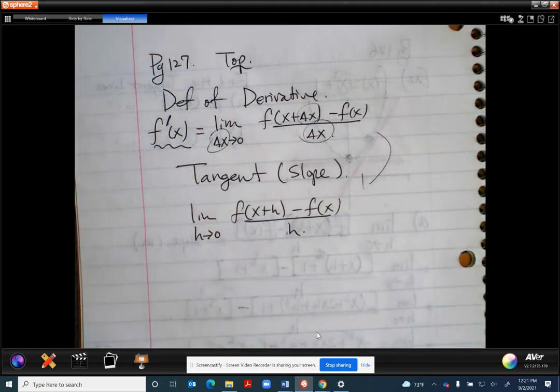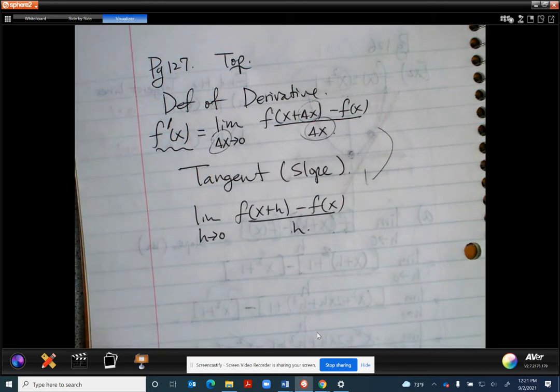But guess what they're going to do in your book? In one direction they're going to ask you to find the derivative, and in another direction they're going to ask you to find tangent slope. Are we doing anything different? No, we're not doing anything different. We're doing exactly the same thing. However, the problems that we're going to work on are a lot harder.